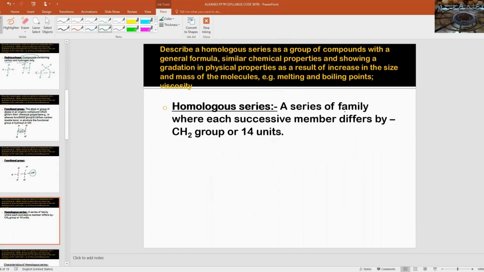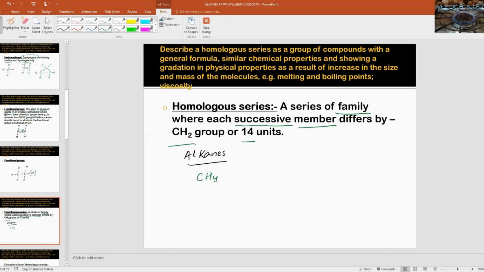Now let's talk about homologous series. A series or family where each successive member differs by a CH2 group, or 14 units. You can take the example of any family. Here I am taking the example of the alkane family. This is the first member of alkane.